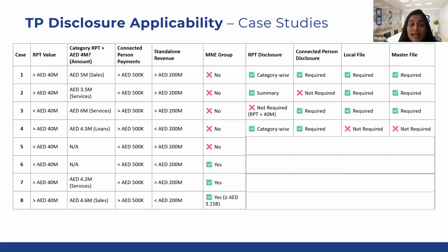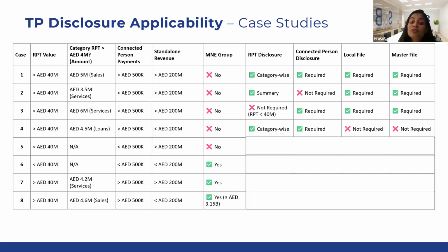Now, the standalone revenue of the company is less than 200 million, and it is also not forming part of a multinational group. So neither of the conditions for local file and master file is met, and therefore you need not maintain the local file and master file. Now that's the point I was taking you to earlier, that although you need to file a detailed transfer pricing schedule in your tax return, the law says don't maintain your local file and master file because you're not crossing the revenue threshold.